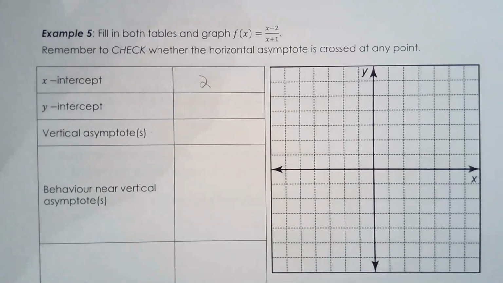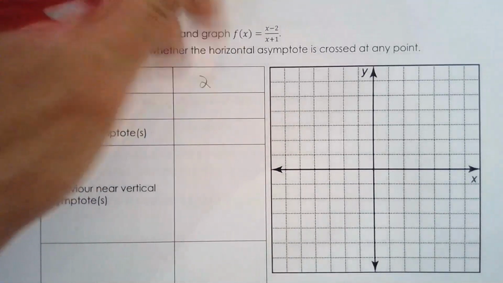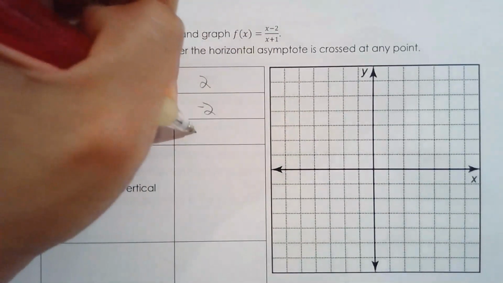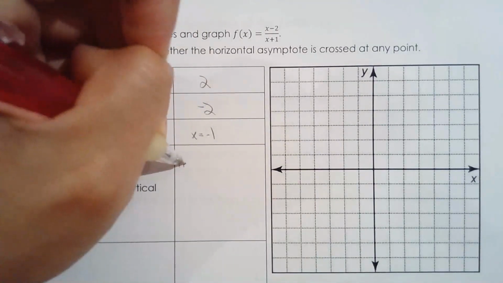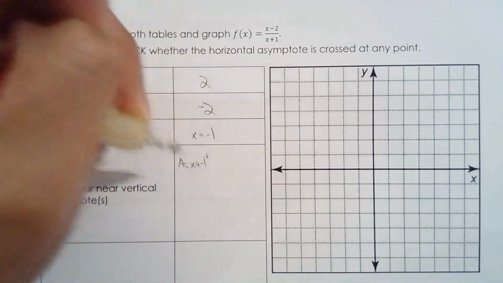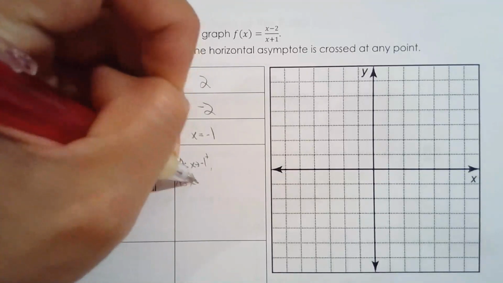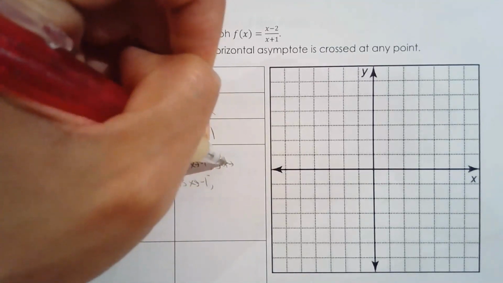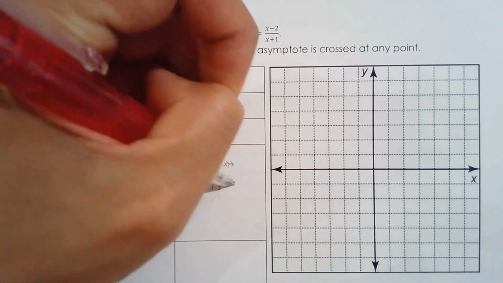When is x minus 2 equal to 0? When x is 2. For the y-intercept, basically set the x's equal to 0, so it's -2. Vertical asymptote, x equals -1. Approach the vertical asymptote from the right, approach the vertical asymptote from the left, and hopefully you can appreciate the similarities between the rational functions.